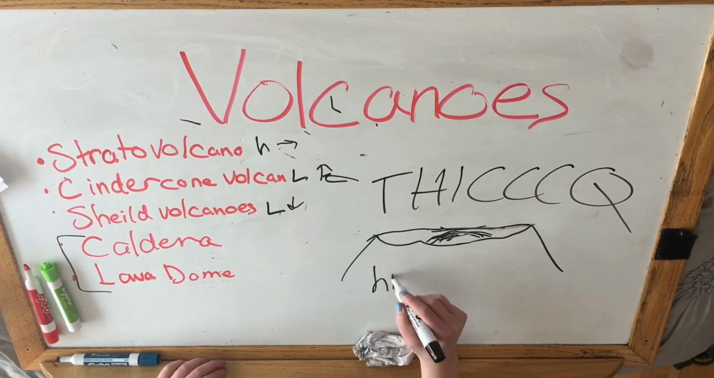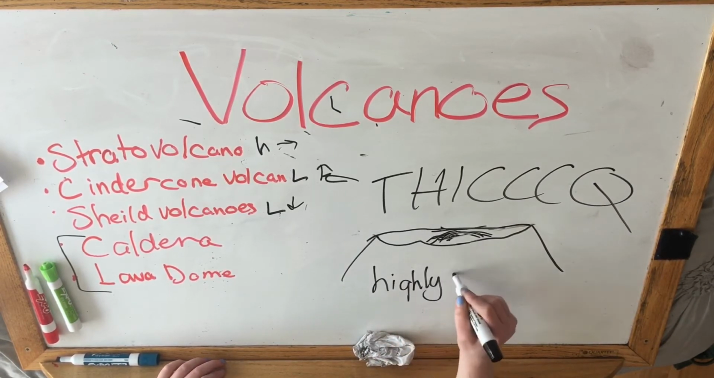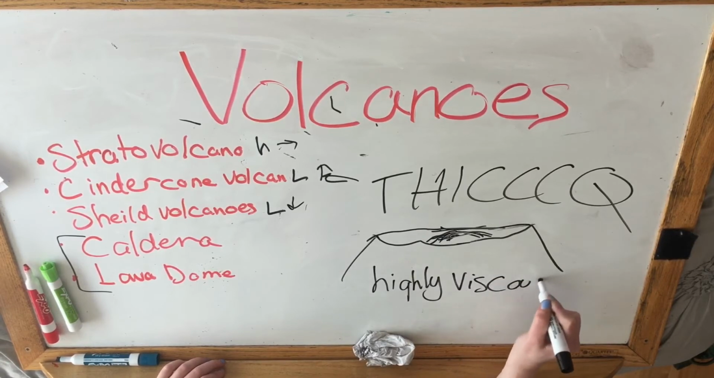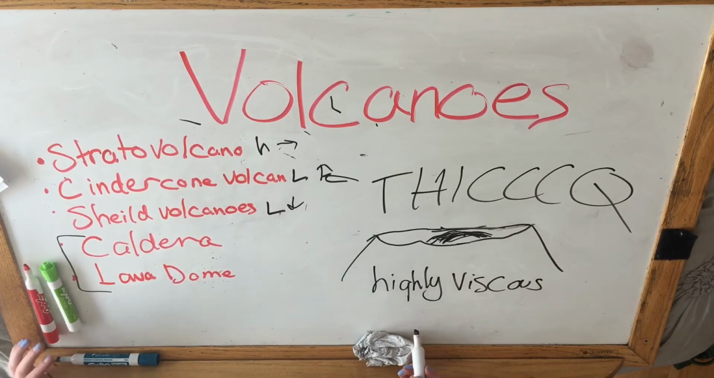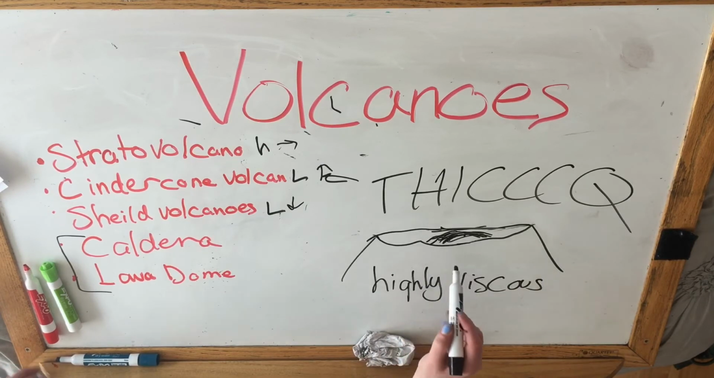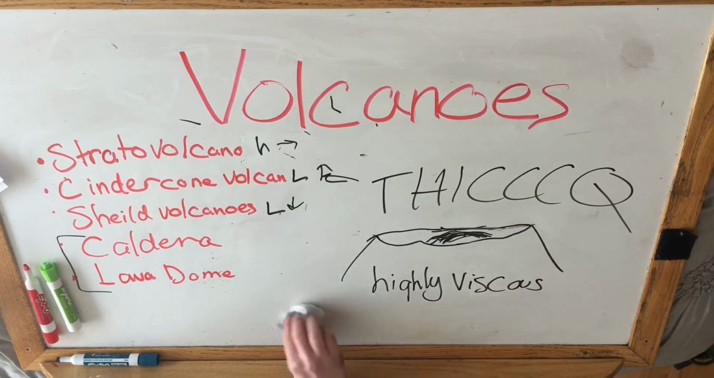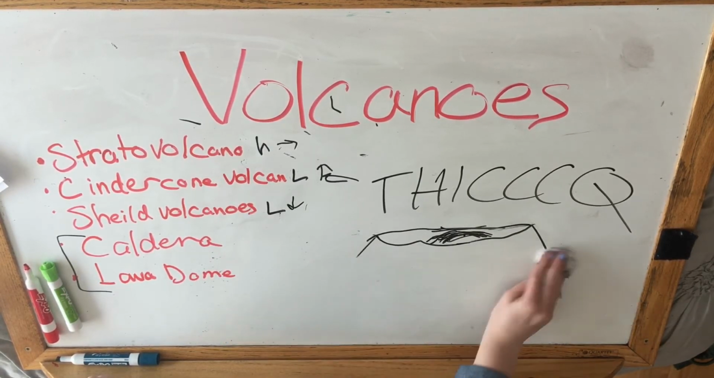It is highly viscous, such that it will create a dome shape out of the lava that comes out of it. It's sticky lava, it's a less explosive eruption, so it's just kind of a consistent extrusion, and lava domes are most likely in a caldera, as explained here. So that is it for volcanoes.